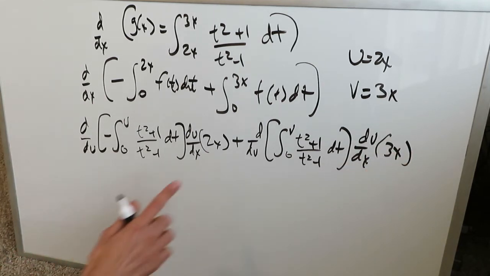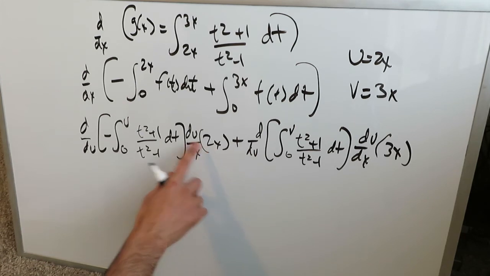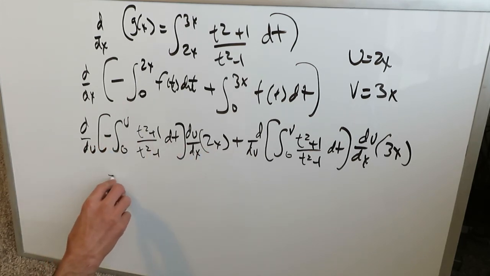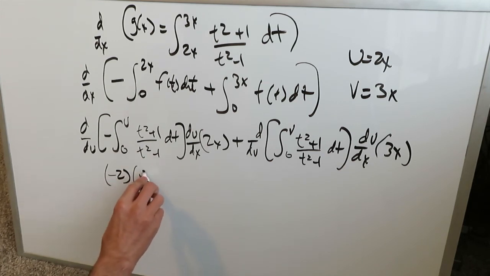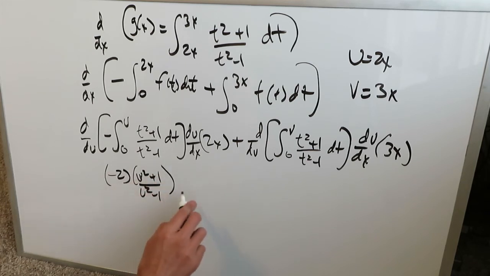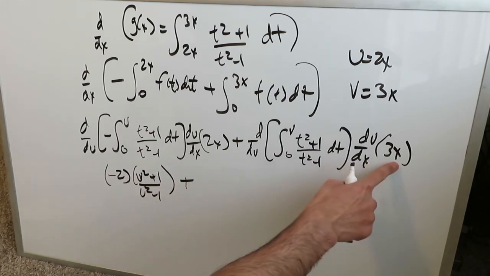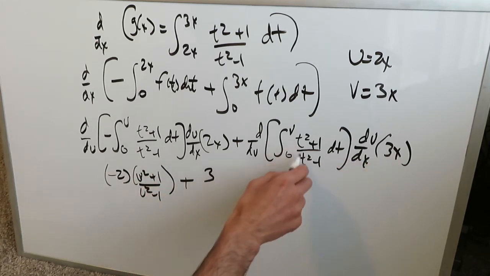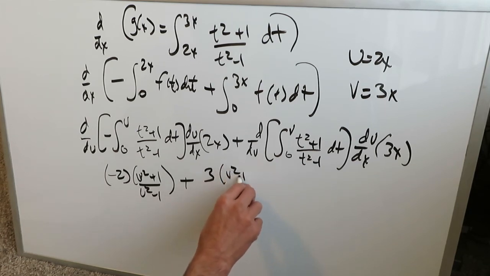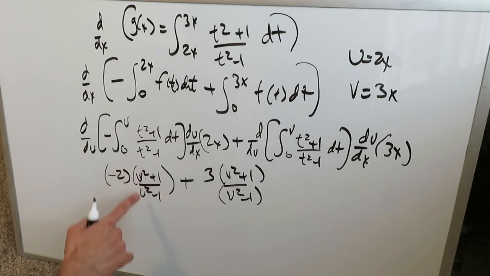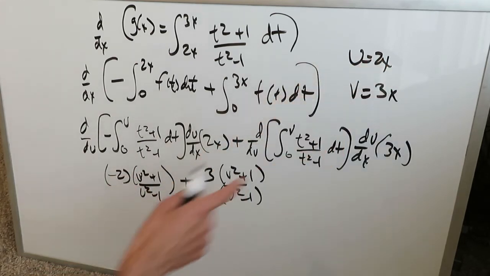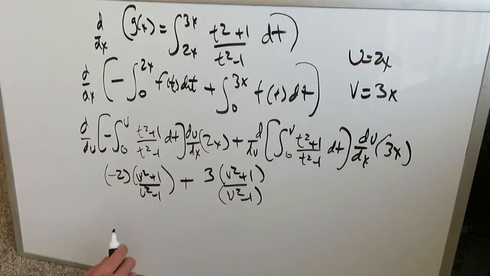Now look over here. Derivative of 2x is a 2 multiplied by this minus is a minus 2. You can substitute u over here. We can do that: u squared plus 1 over u squared minus 1. Plus derivative of 3x is a 3. And you can substitute v over here: v squared plus 1 over v squared minus 1. Now all we have to do is finish this up with the resubstitution of 2x and 3x in places of u's and v's. And let's do that.